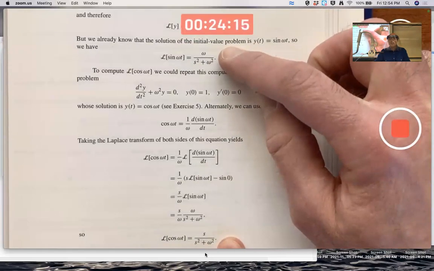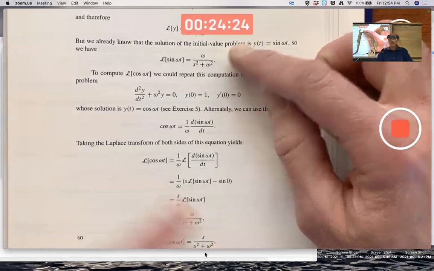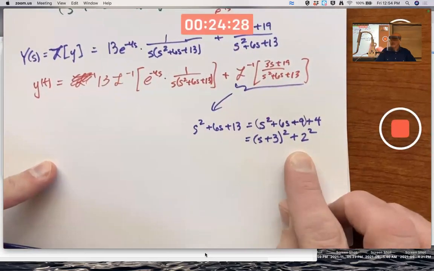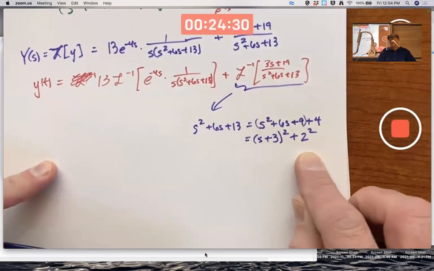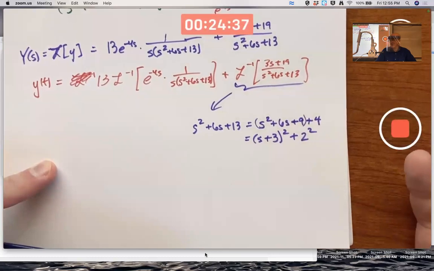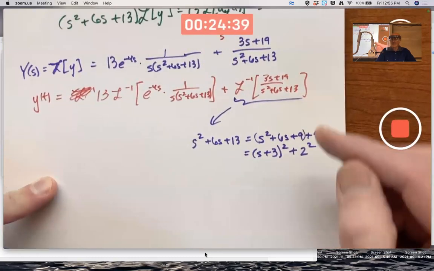And why are these helpful? They're helpful because look at the bottom of them. s squared plus omega squared in both. This is almost like that. It's s plus 3 squared plus omega squared, where omega is 2. But it's close to being s squared plus omega squared. And it is in the bottom of this.